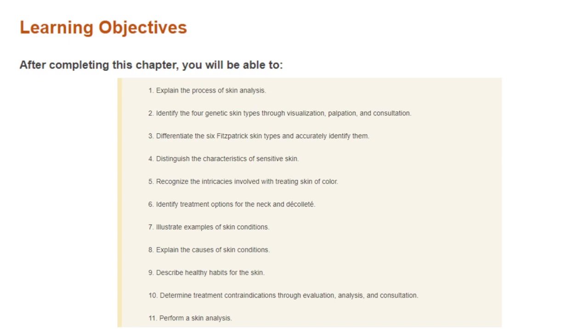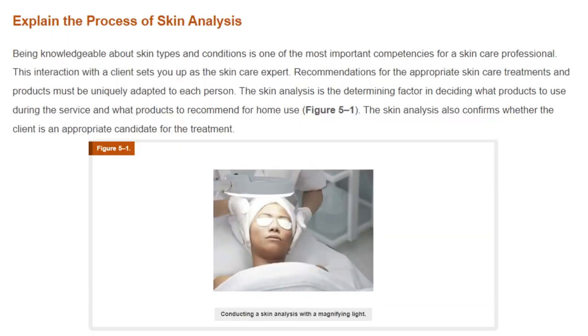genetic skin types through visualization, palpation, and consultation, differentiate the 6 Fitzpatrick skin types and accurately identify them, distinguish the characteristics of sensitive skin, recognize the intricacies involved with treating skin of color, identify treatment options for the neck and décolleté, illustrate examples of skin conditions, explain the causes of skin conditions, describe healthy habits for the skin, determine treatment contraindications through evaluation, analysis, and consultation, perform a skin analysis, explain the process of skin analysis.